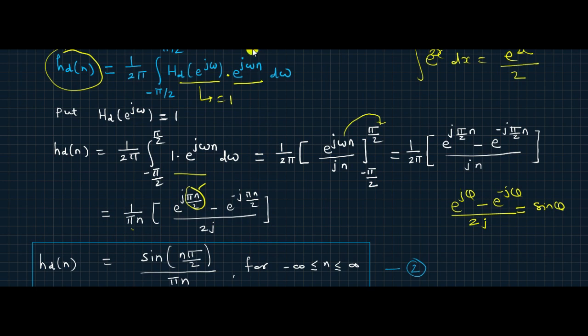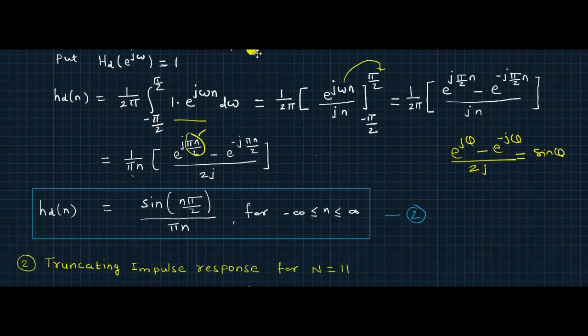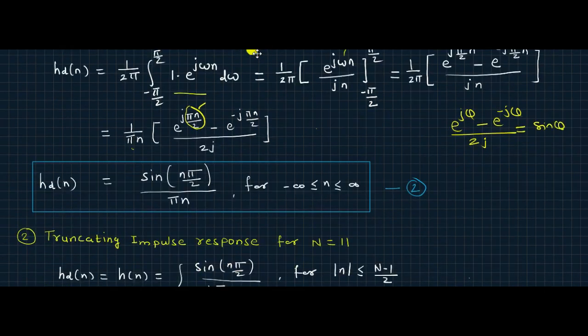So we have obtained hd of n equal to sine n pi by 2 divided by pi n. This is the point worth remembering. This impulse response extends from minus infinity to plus infinity, and it is not realizable.